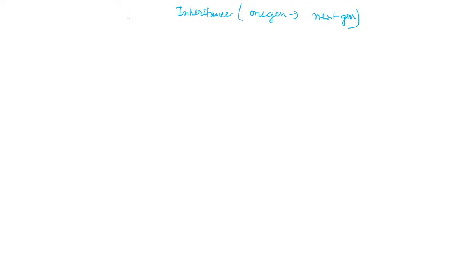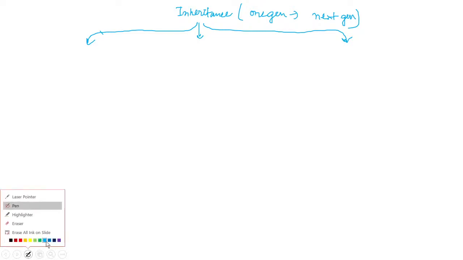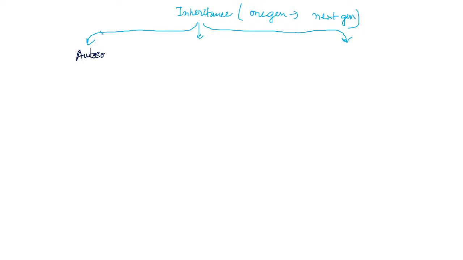Now, in this inheritance, it can be many types. Inheritance can be of several types. 3 main, I am telling you. So first and foremost type can be your autosomal inheritance. I'll come and explain what is it, but let us first read about the types. Autosomal, sex-linked and cytoplasmic. Okay, so these are 3 inheritances.